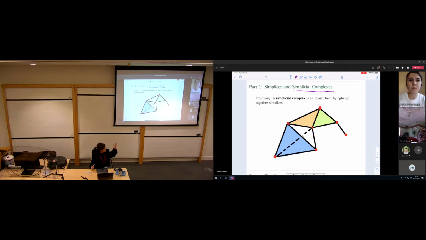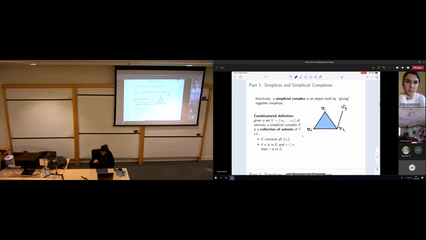This in the slide is just an example of a possible simplicial complex. More formally, we have a way to formalize this intuitive definition of a simplicial complex being an object built by gluing simplices.